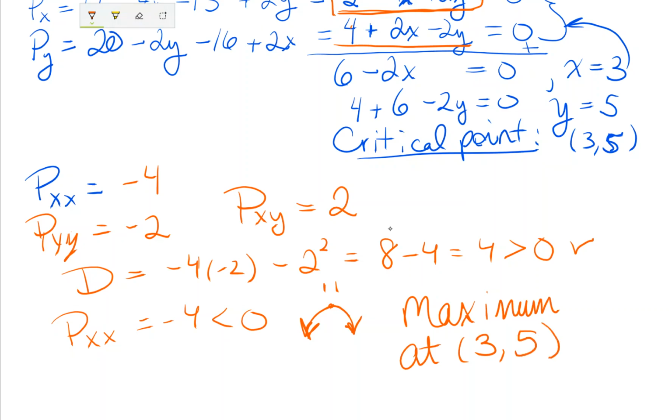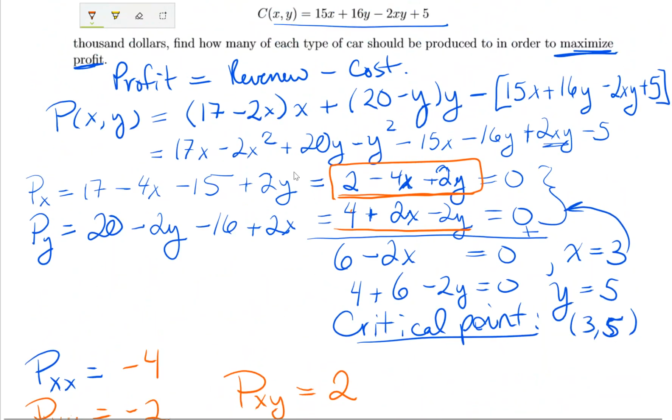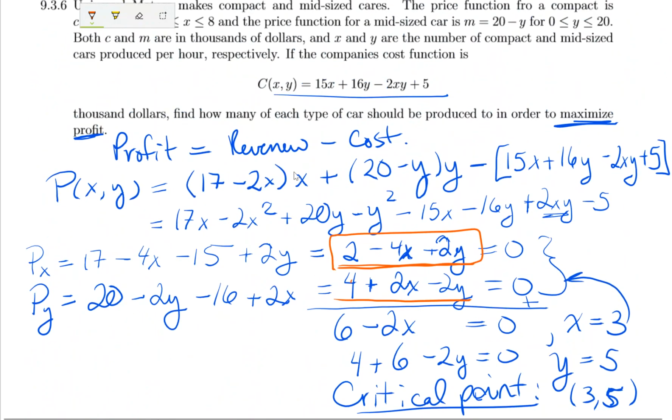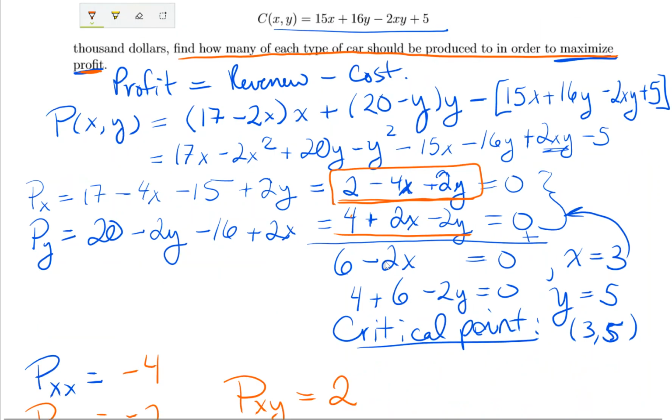So we have a maximum at the point 3, 5. And again, it's in thousands, so you want to think of this as 3,000 compact cars and 5,000 mid-sized cars. And here's where I want to caution you, because you did all this work, all of it, and then you'd think you're done, but you're not. Let me scroll up and make sure you remember why. Hopefully you read through this, you're like, how much of each type of car should be produced in order to maximize the profit, right? And we said that it's 3 and 5, but we want to make sure we're clear that it's in thousands.